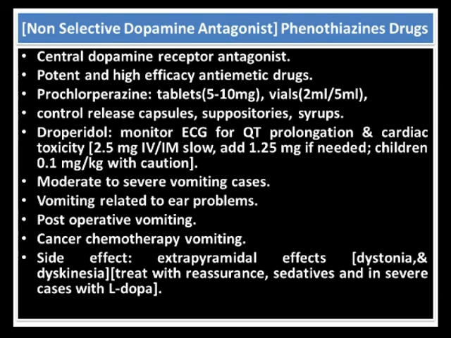We have one more drug in this category, which is called droperidol. It's the same as prochlorperazine, a central dopamine receptor antagonist, a non-selective one. But the problem with droperidol is that you need to monitor the ECG because it can bring about QT prolongation and other cardiac toxicities. If you want to use it, you can use 2.5 milligrams IV or IM as slow injections. You can add 1.25 milligrams if needed, but try to give at least a gap of 2 to 3 hours before the next dose. In children, as I said, it's better to avoid, but if you want to give it, the dose would be 0.1 milligrams per kg, but with caution.